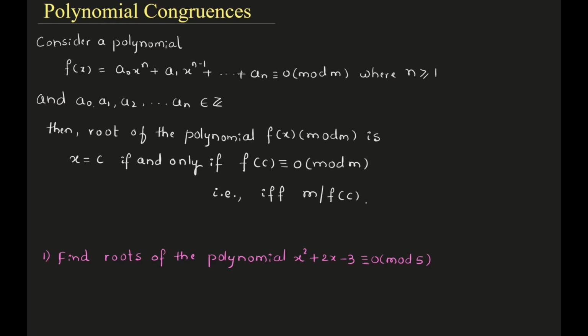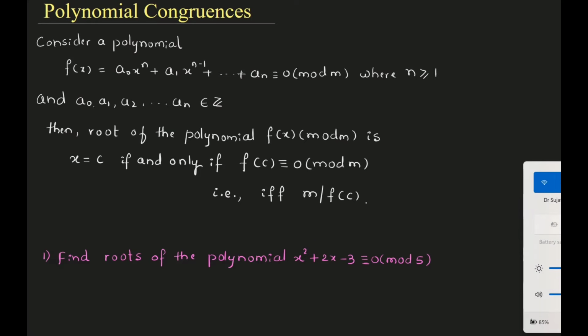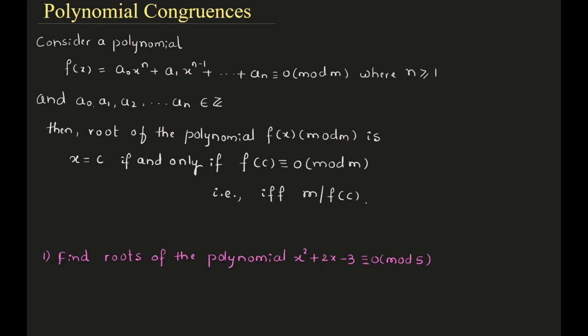In today's lecture I am going to discuss polynomial congruences. Polynomial congruences means you will be given an equation, and you need to find the solution of that equation. So consider a polynomial f of x equal to a0 x^n plus a1 x^(n-1) plus so on up to an, which is congruent to 0 mod m, where n is greater than or equal to 1, and a0, a1, ..., an all belong to Z.